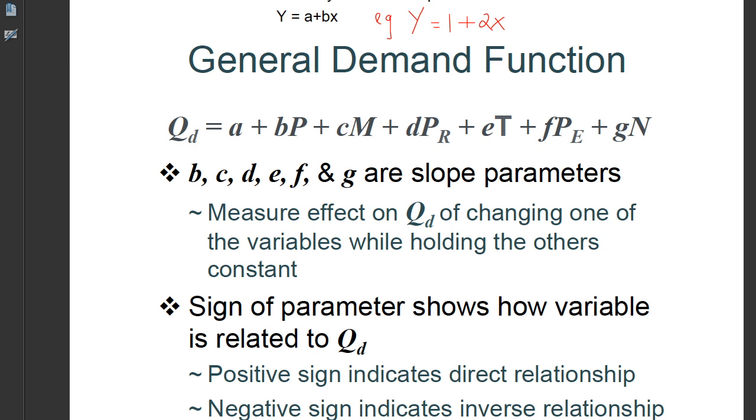We'll start with a simple example and then I'll put it in terms of the demand function. So what is the slope? How do we interpret the slope?